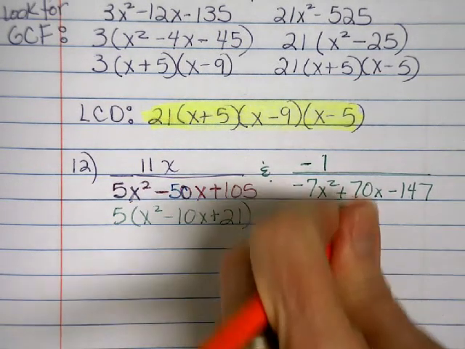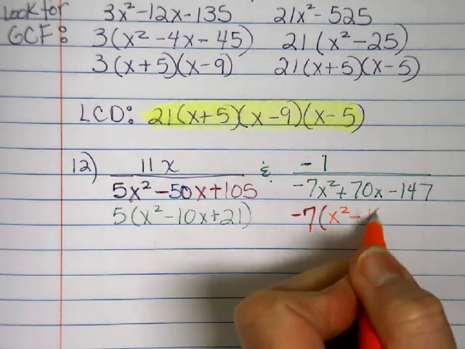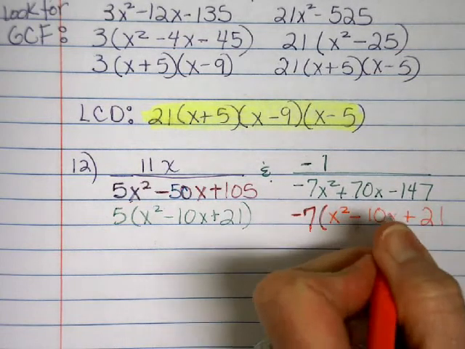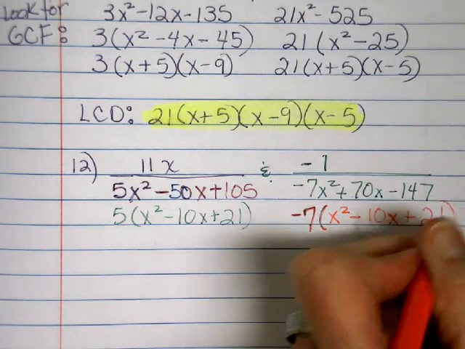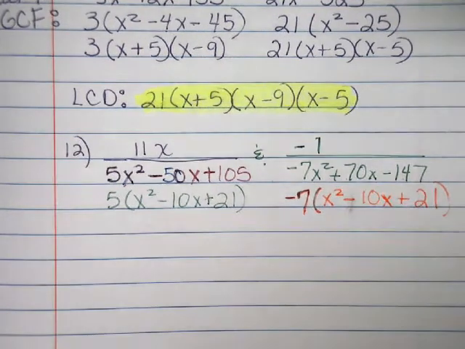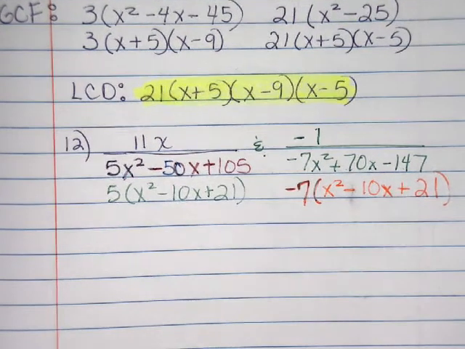Okay, x squared plus, oh no, no, no. If I take a negative out, it has to go negative. Minus 10x plus 21. And if you notice, these polynomials match. That's kind of nice. You can even see them. Not too bad. Okay.